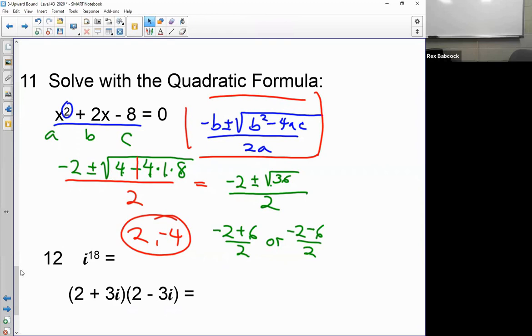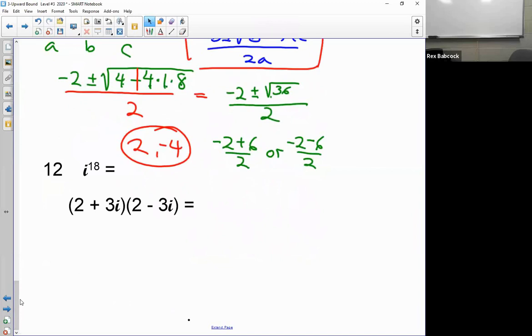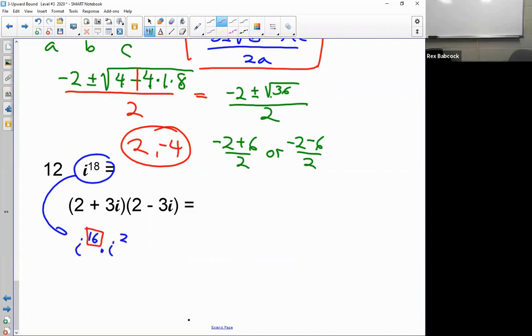And the last example before we go to the classwork is this one. I to the 18th, I would say that's I to the 16th times I squared. I know any exponent that's a multiple of 4, if the square root of -1 is just I, gives 1. I squared is -1, so the answer to this one is -1.